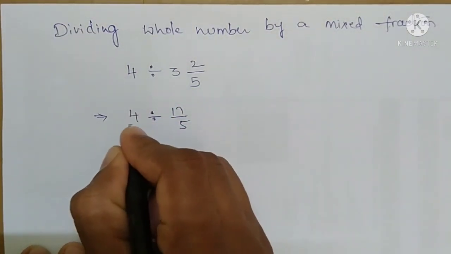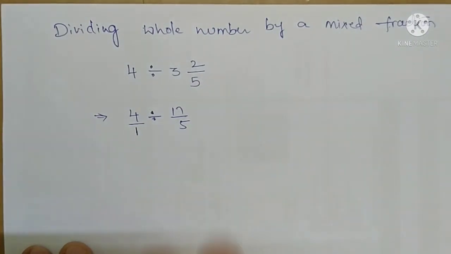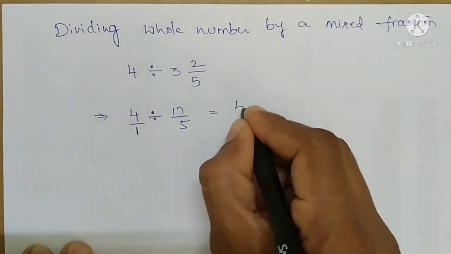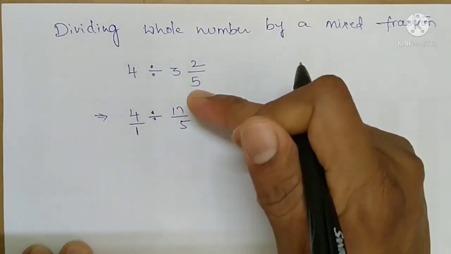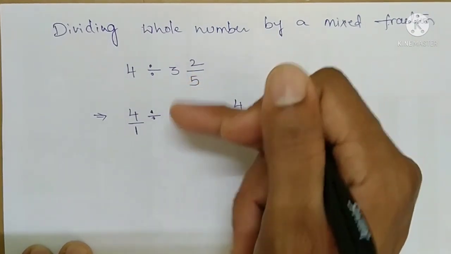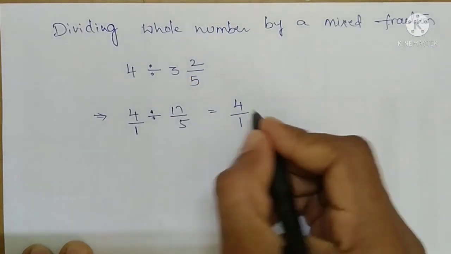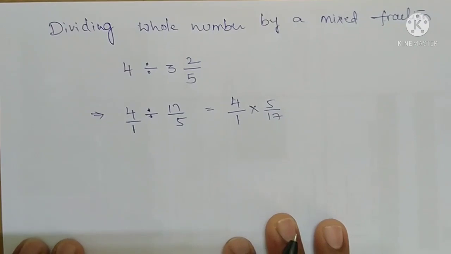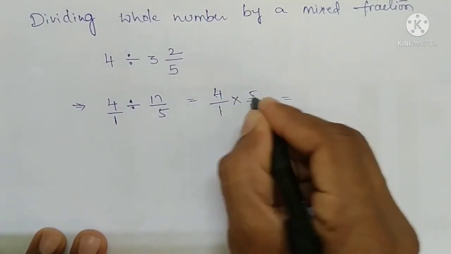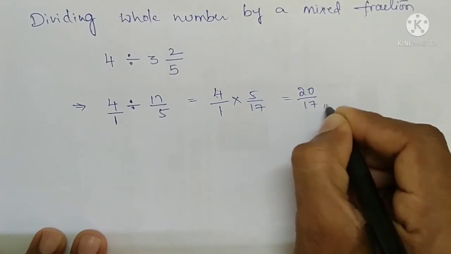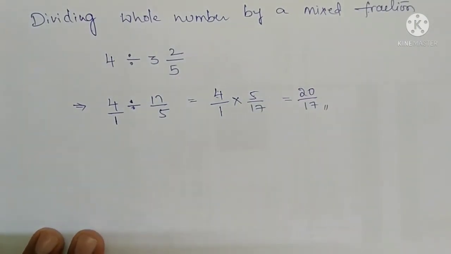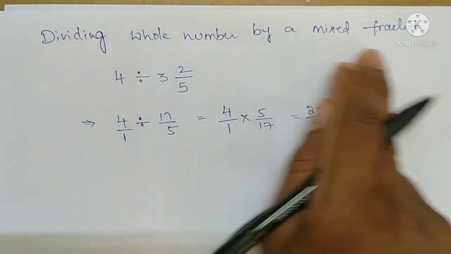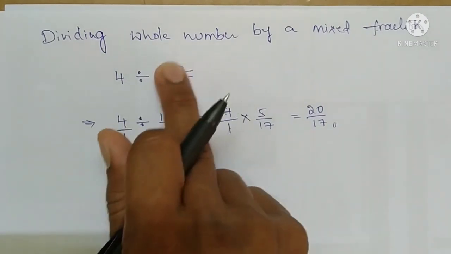So that is equal to, here the whole number 4 is nothing but 4 by 1, right? So the reciprocal form of 17 by 5 is 5 by 17, right? So that is equal to 4 by 1 into 5 by 17. So finally the result is 4 5s are 20 by 17. This is your final result. So this case is about dividing a whole number by a mixed fraction.